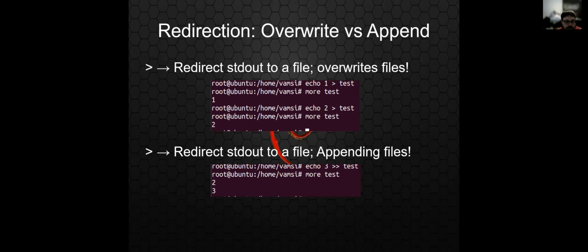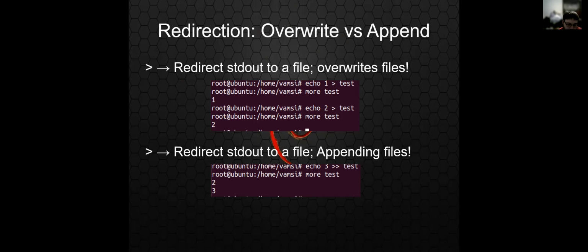Now I could do echo 2 and then redirection to test. So keep in mind, the test file initially had 1 in it, but since I redirected this output of 2, which again would typically just display 2 to the terminal, I'm redirecting it to this test file that already exists. The contents of that file have been erased. The contents of it are now 2. Again, it's overwriting the file.